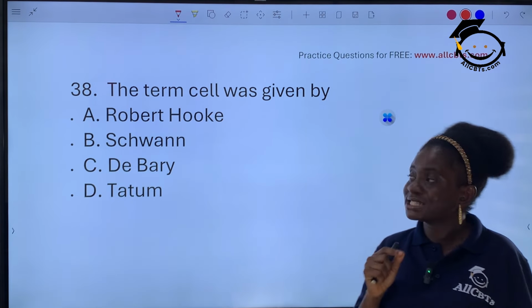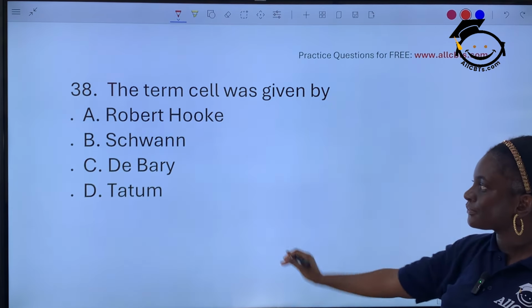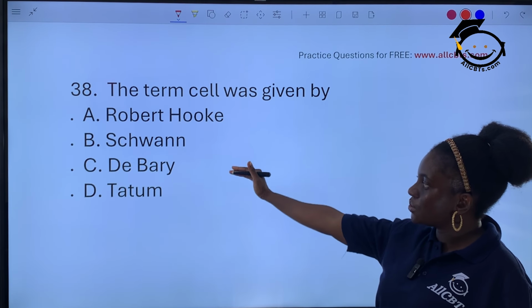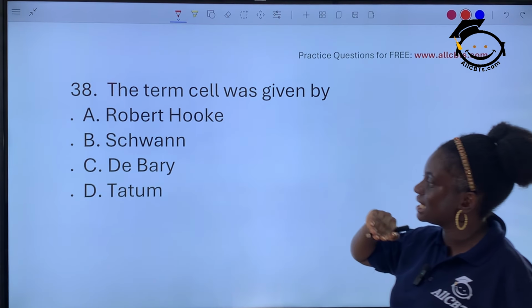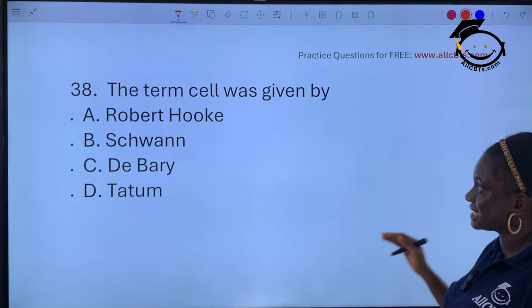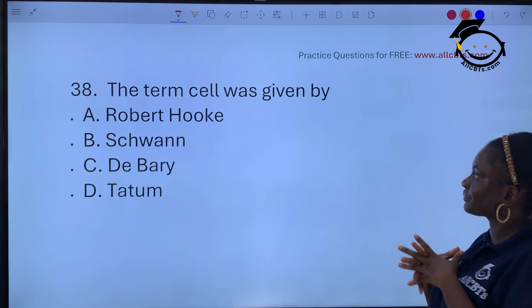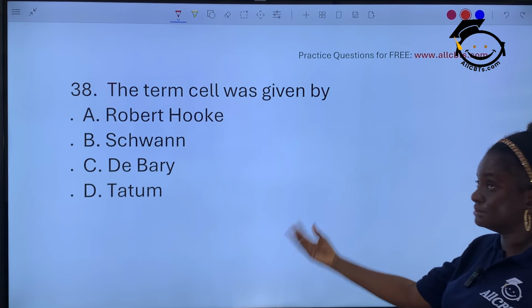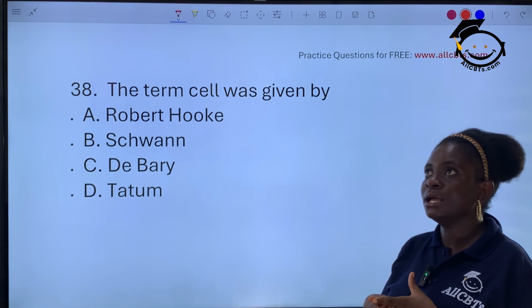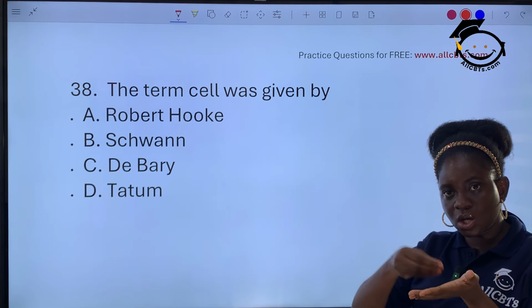So question 38. The term cell was given by A, Robert Hooke, B, Schwann, C, DeBary, and D, Tatum. So the correct answer is Robert Hooke. Robert Hooke did an experiment by using cork. He observed this cork.